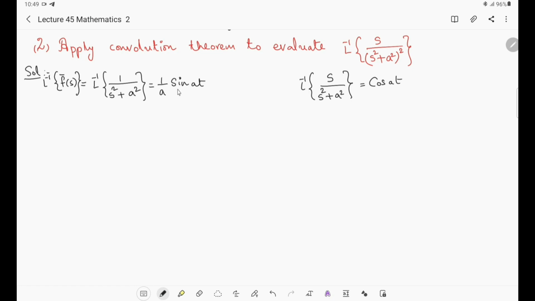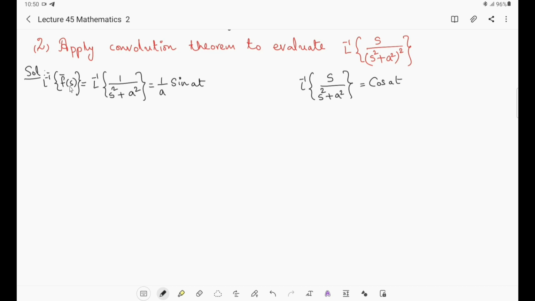Both are simple: the first function is 1 by a sin at, the second function is cos at. It doesn't matter which we select as g bar of s or f bar of s; both are equally simple or equally tough. So it doesn't matter whether we select f bar of s as 1 by s square plus a square or s by s square plus a square. Here just 1 by a is extra, which is a constant. It is not going to affect the integration. This one is a little bit tougher because of this 1 by a.